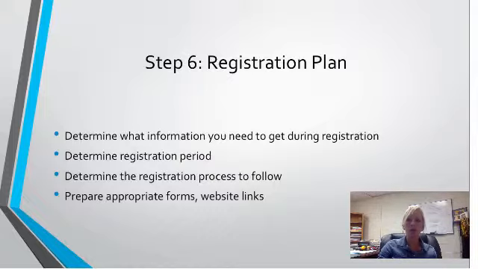Determine the registration period, when it begins and when it ends. Do you need a long duration? Do you need one day? Do you just need that morning? Are you going to have registration online? These are all things that you need to hash out during this 6th step.